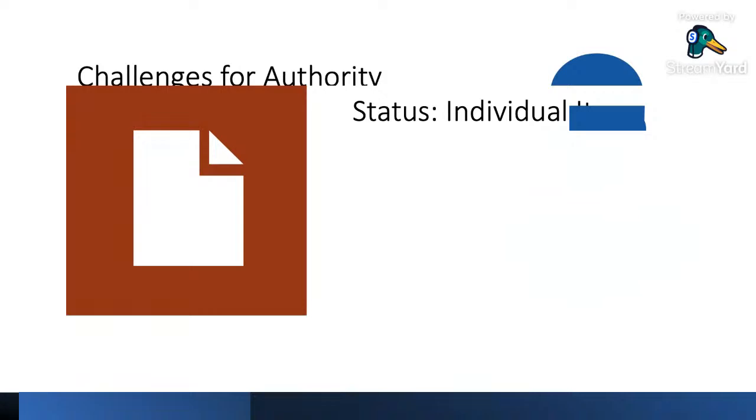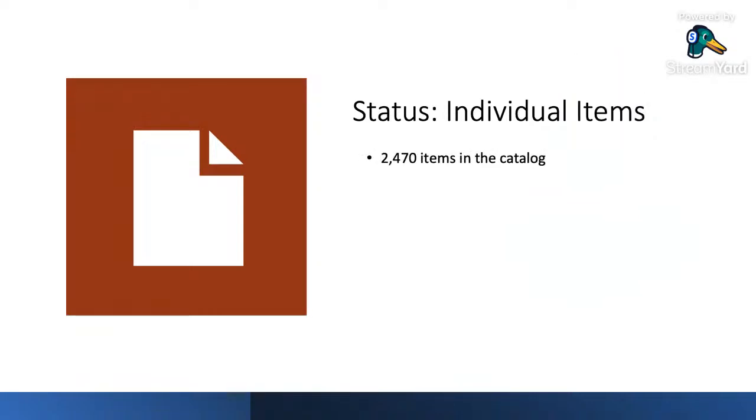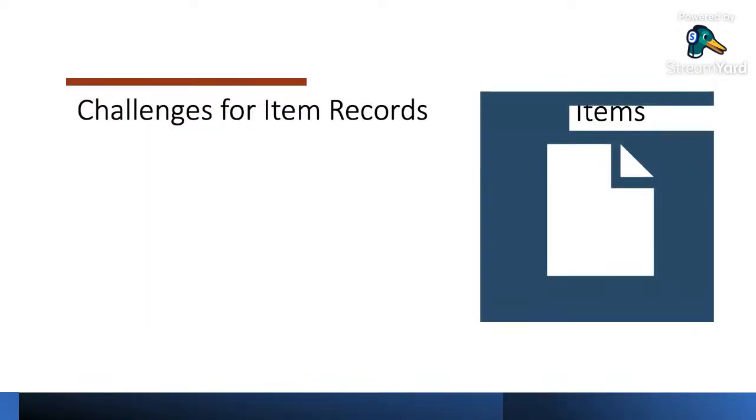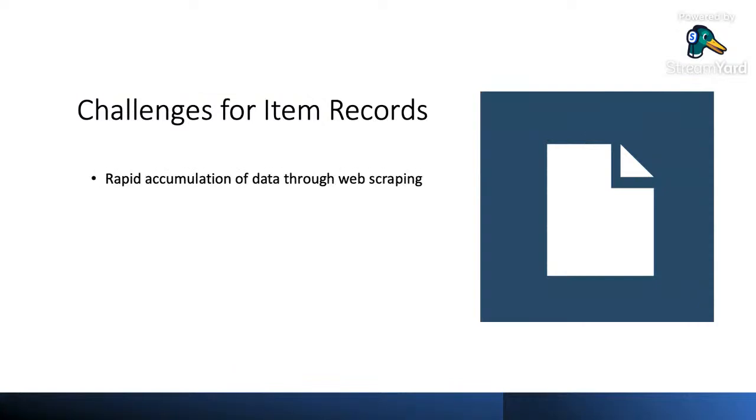As for individual items in the catalog, we've got close to 2,500 items in the catalog now, including references to the PHI texts, Biblioteca Italiana's Latin text, the Perseus Digital Library, the Digital Library of Late Antique Latin Texts, and over 500 Teubner volumes from HathiTrust. There are many other works, of course, that we need to catalog, and that brings up the challenges that we have for dealing with the item records.